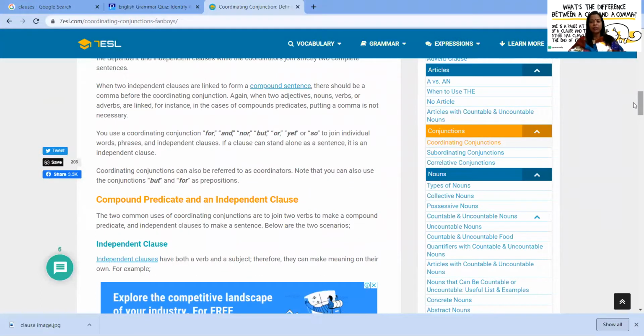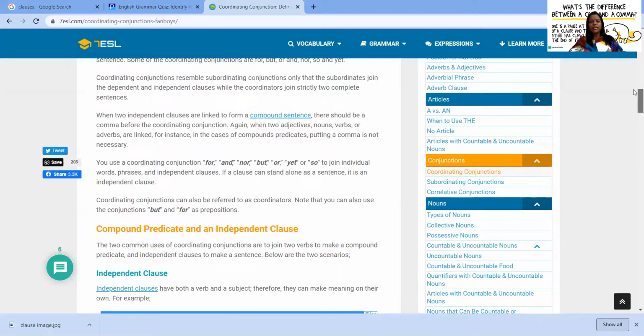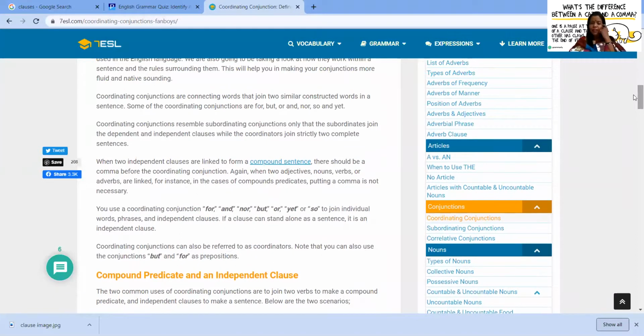And yet: he had lots of work to do, yet he attended the party. That means he still attended the party. So precisely that. Then you have so. It's very simple. Let me give you an example.